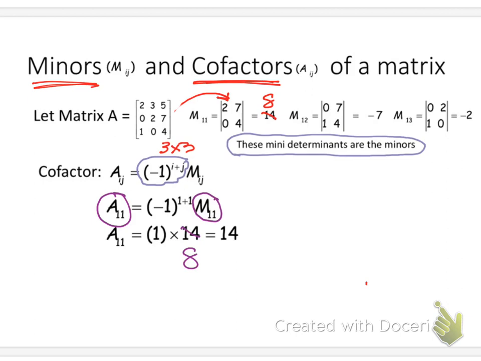Now, what's my multiplier? Well, my multiplier is -1 raised to the 1 plus 1. So that's -1 times -1, which is +1. So my A11 is 8. And I'm going to show you how to use these in a second. But you need to know how to get your minors and then how to get your cofactors.